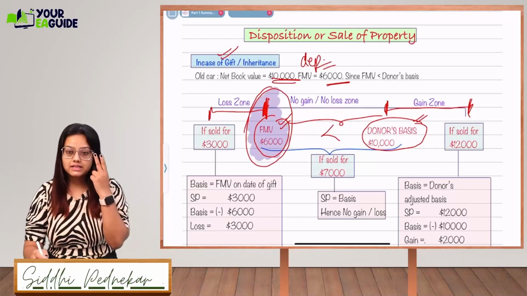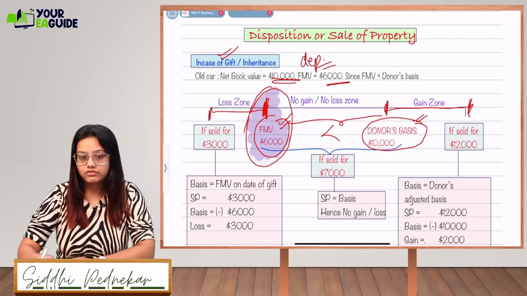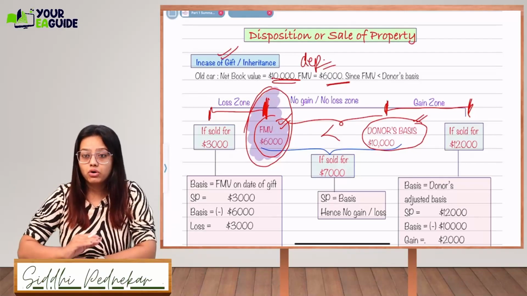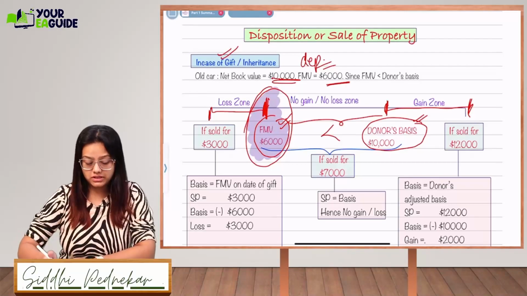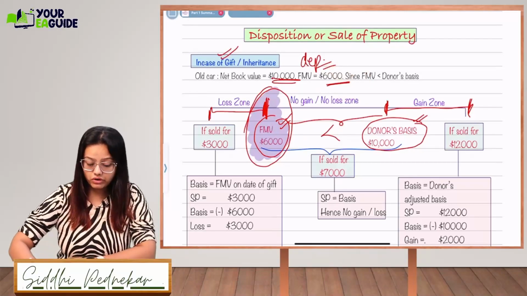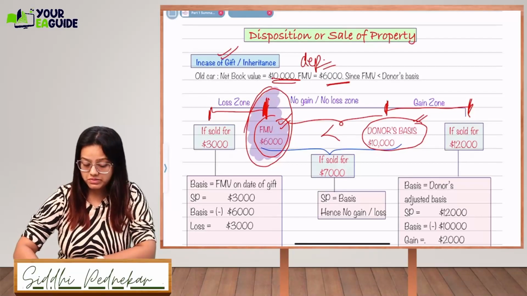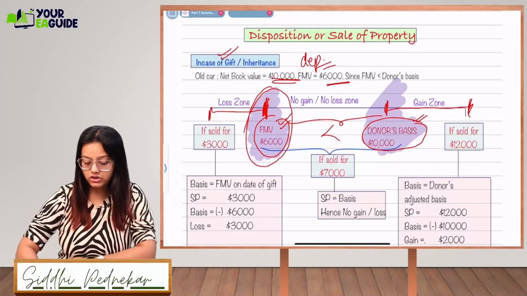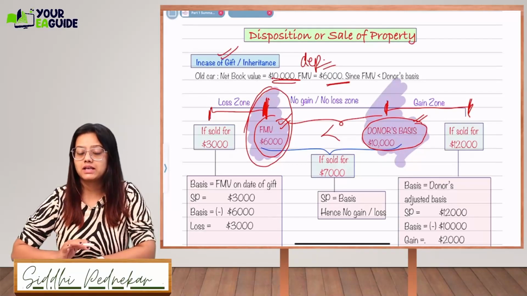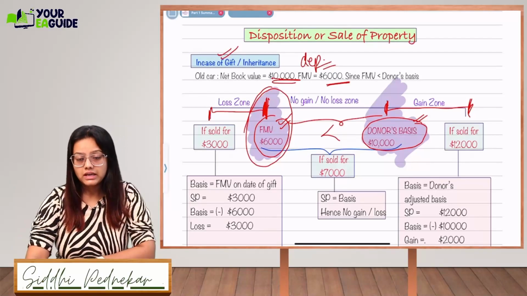But let's say the sales price of this gifted property is more than the donor's basis, say 12,000. Can I say it's more than the FMV? It's even more than the donor's basis. So if it falls above the donor's basis, take the donor's adjusted basis as the basis when you calculate the gain.